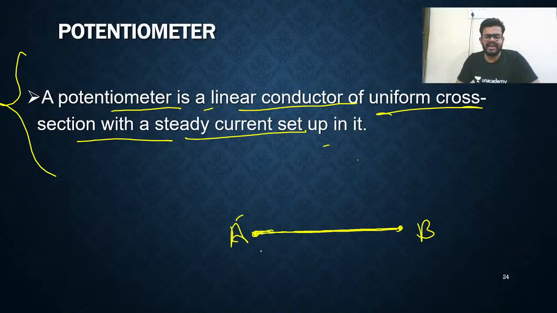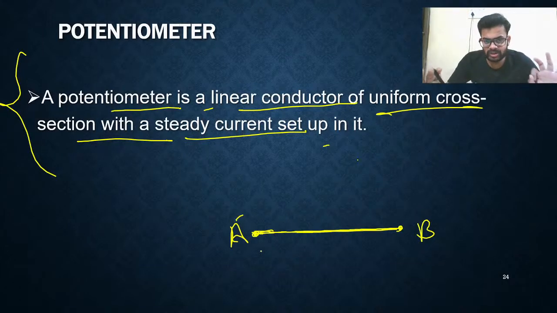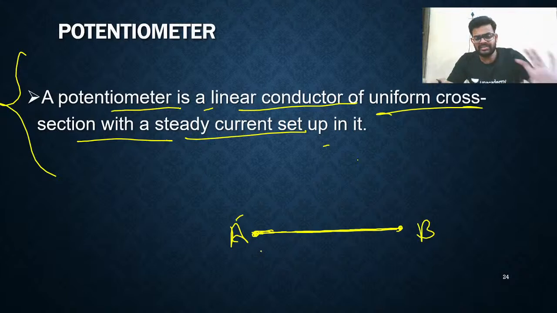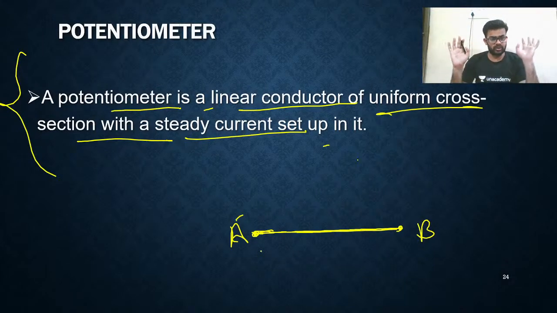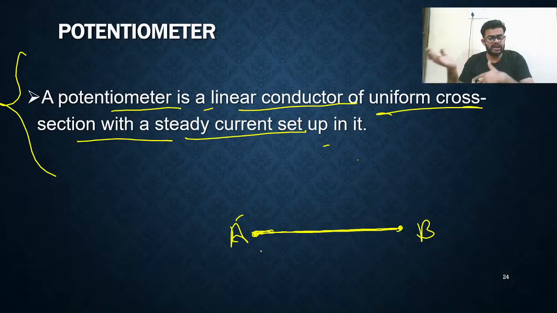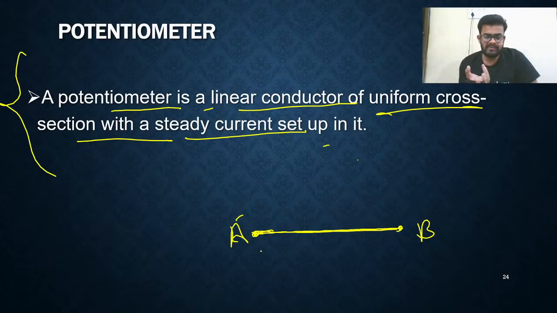Whenever we want to use the potentiometer in any circuit, it actually has multiple uses. It is used to measure the EMF of an unknown cell. It is used to measure the internal resistance of an unknown cell. These things a potentiometer can measure. But how to use it? How to use the potentiometer in a circuit? That is the important thing.